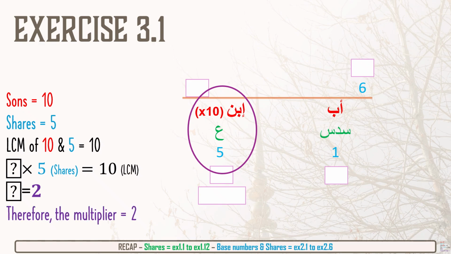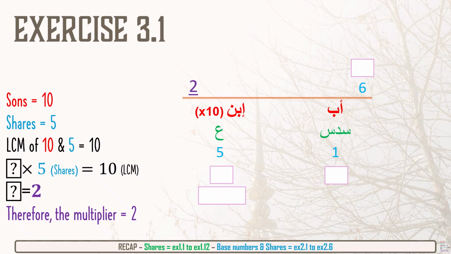So I'll say that one more time. We want the LCM, so we have to think what number times the current shares, which is 5, will give us the LCM, which is 10. And that number is 2. Therefore, the multiplier is 2. We write it here on the top left, and we multiply everything by 2.